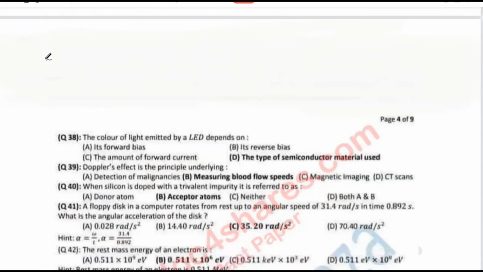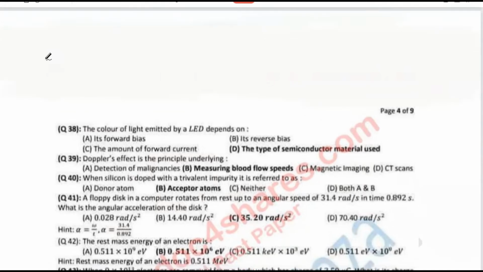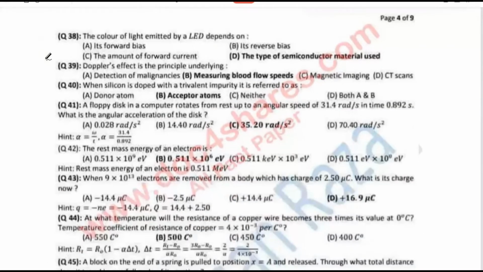And the next one is when silicon is doped with a trivalent impurity, it is referred to as acceptor atoms. 41, a floppy disk in a computer rotates from rest to an angular speed of 31.4 radian per second in 0.892 second. What is the angular acceleration of the disk? So the answer is 35.20 radian per second square.